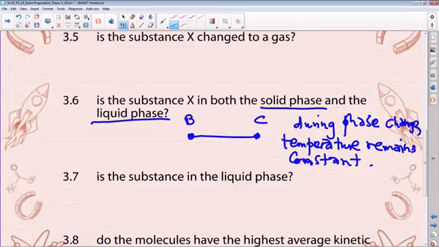Okay, is the substance in liquid phase? We know it's only in liquid phase before it changes into a gas.